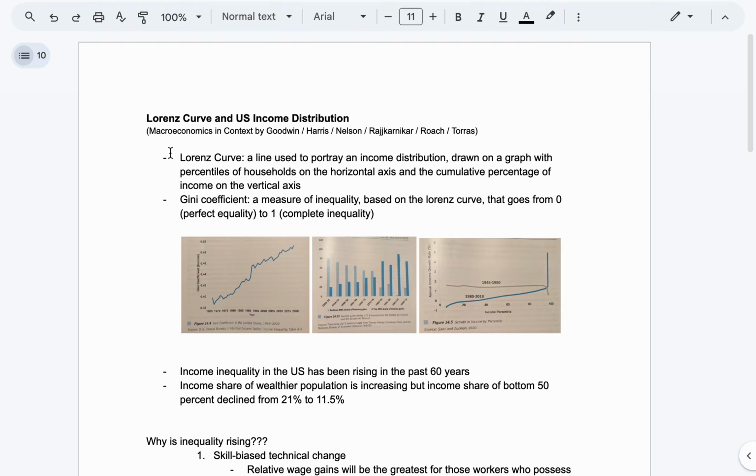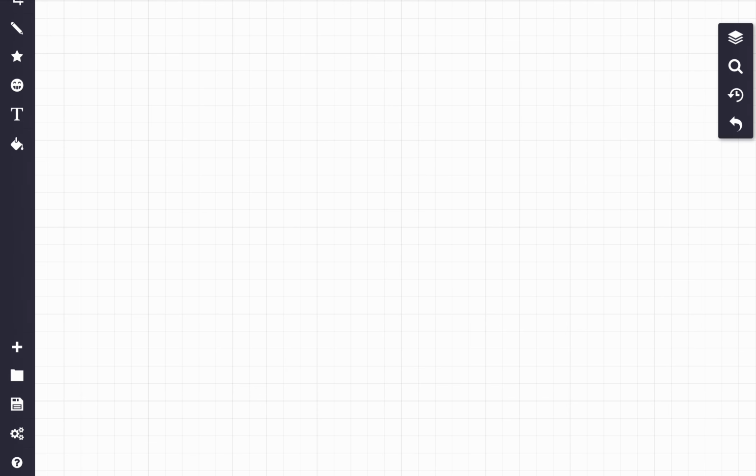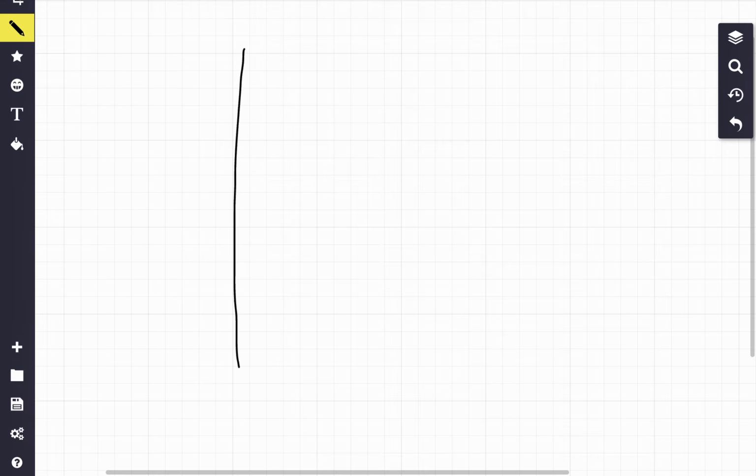So the Lorenz curve is a line used to portray an income distribution, drawn on a graph with percentiles of households on the horizontal axis and the cumulative percentage of income on the vertical axis. So let's actually draw this here. It's very useful. On the horizontal axis we put cumulative percentage population, or household, or percentile household, and here we have cumulative percentage income.